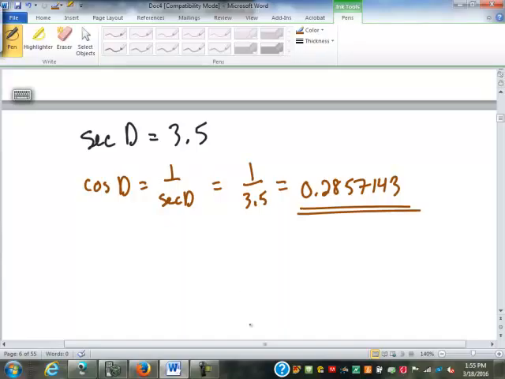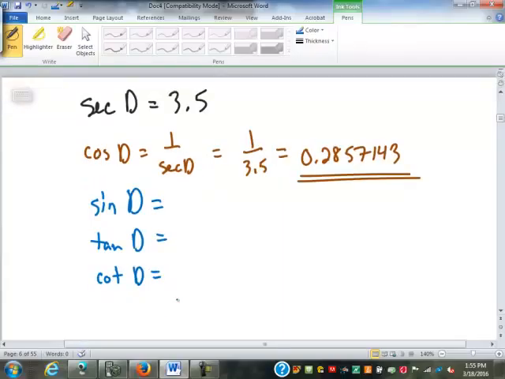See if you can find those other functions quick there. The other functions would be sine of D, which you're going to do a squared plus b squared equals c squared. Tangent of D, which is going to be sine divided by cosine. Cotangent of D, which is going to be cosine divided by sine. And cosecant of D, which is 1 divided by the sine.